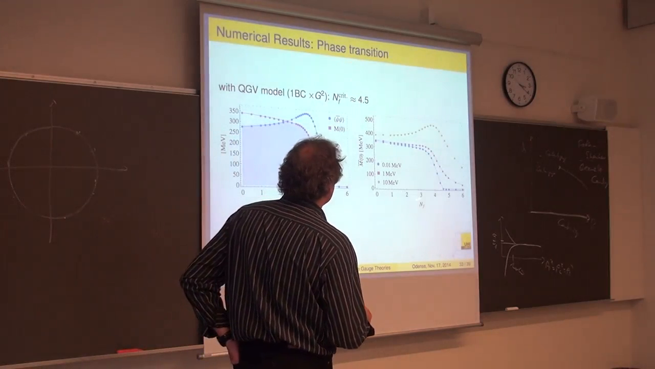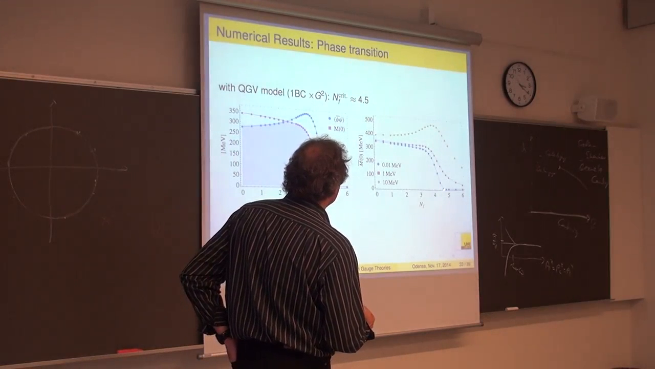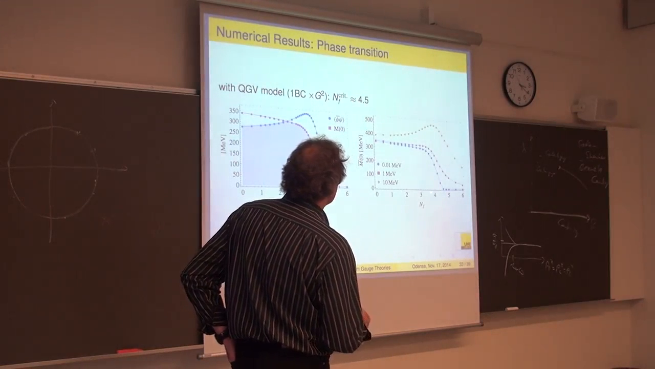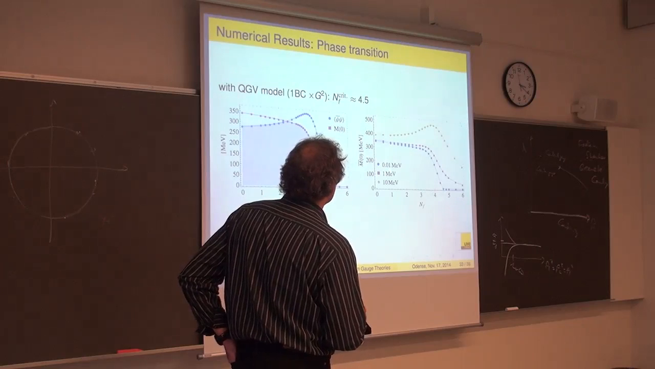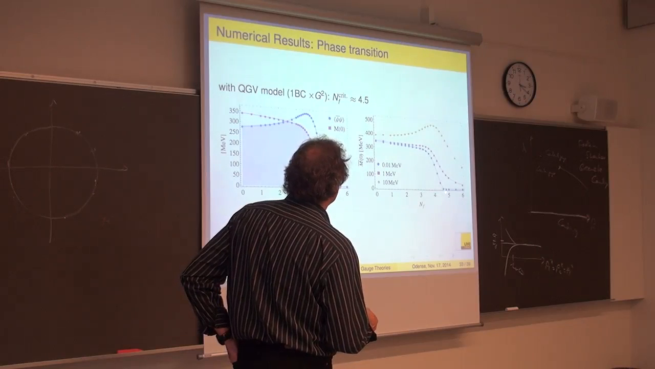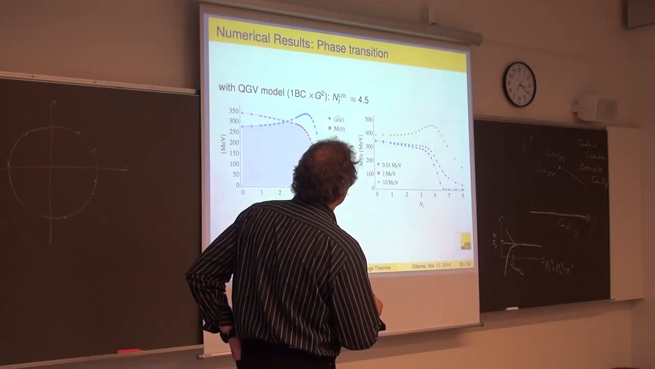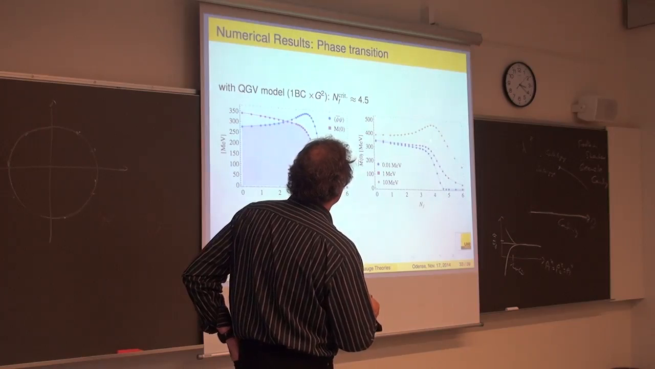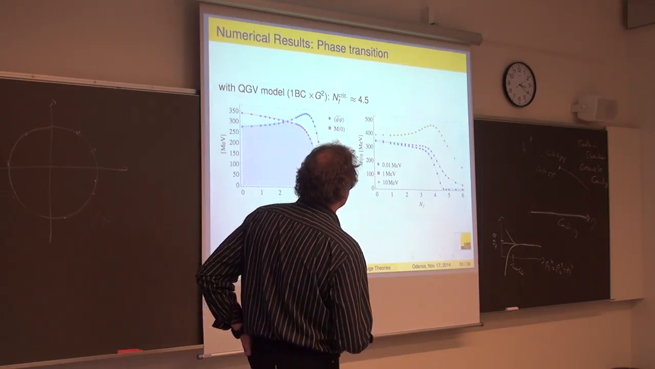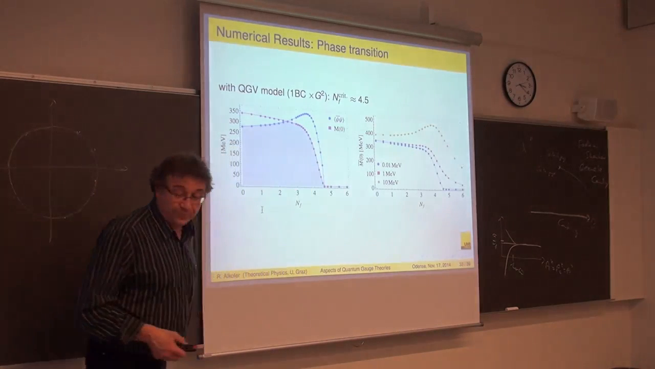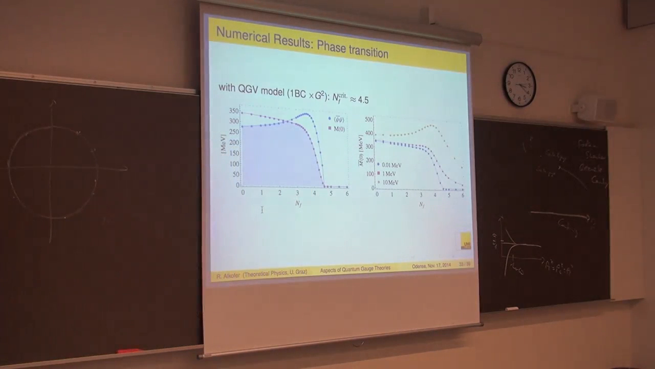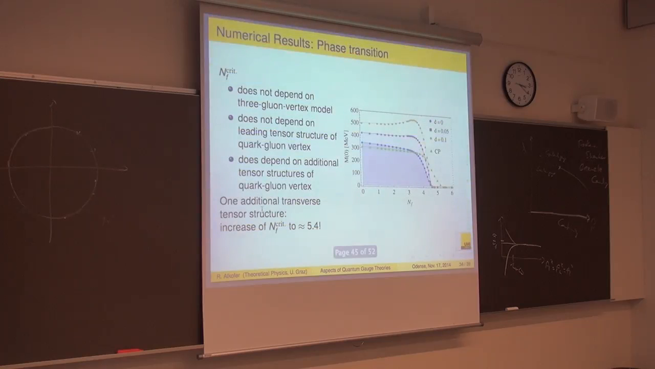Here is a picture which shows you that you can also identify the phase transition with massive quarks. Here is a small mass, a tenth of an MeV, 1 MeV, or 10 MeV, and you can very clearly follow, if you calculate the turning points, the phase transition. But actually it's the nicest in the chiral limit.